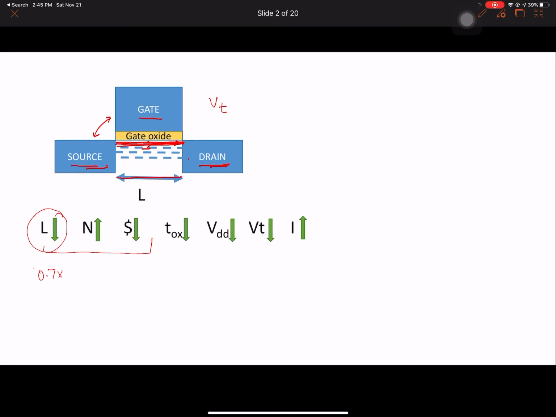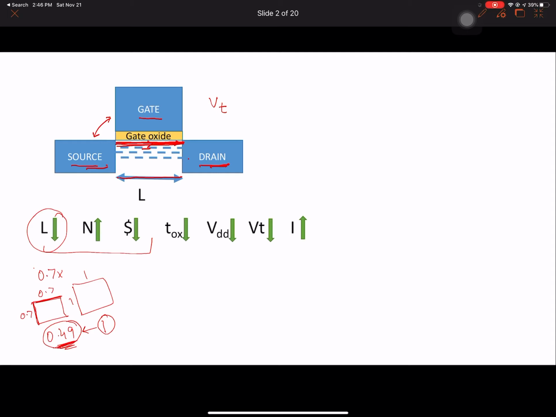Now if you look at the area, if you have 0.7 here and 0.7 here, it is a square. So the area becomes 0.49. Before it was 1, right? So the area becomes 0.49 when the dimension reduces by 30%, or shrinks to 0.7 of its previous value. So you have seen that from 1, the area becomes half. Now we have reduced the area of the device by 50%.